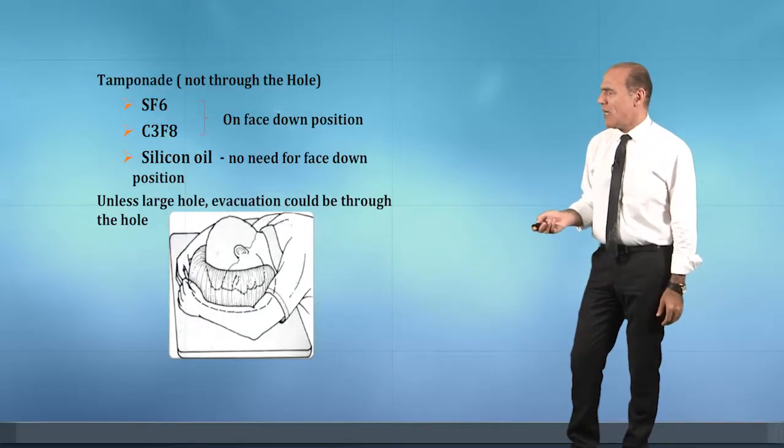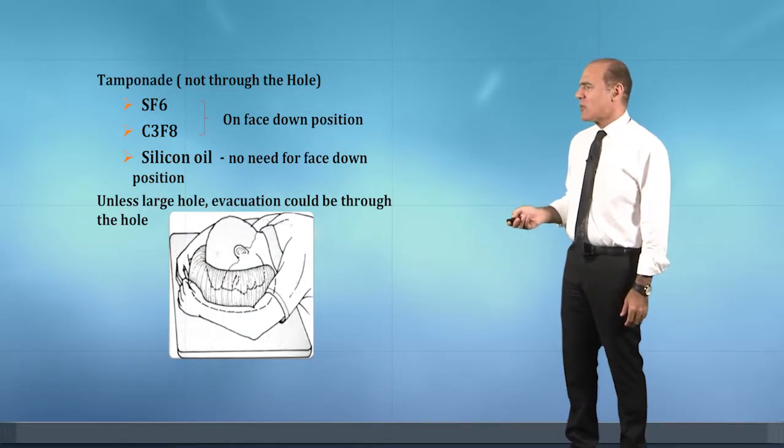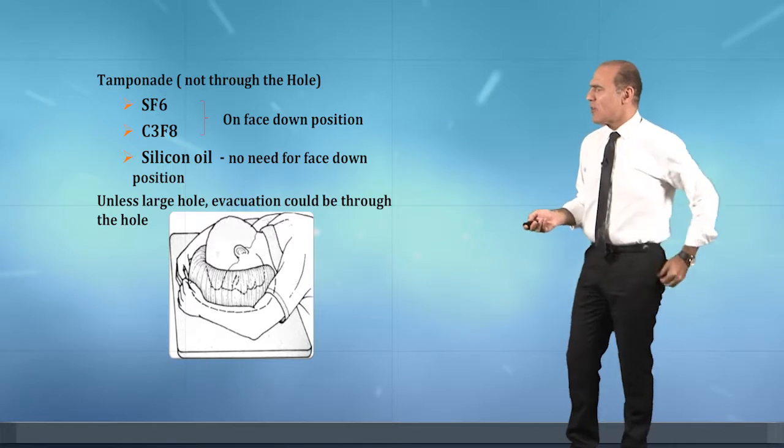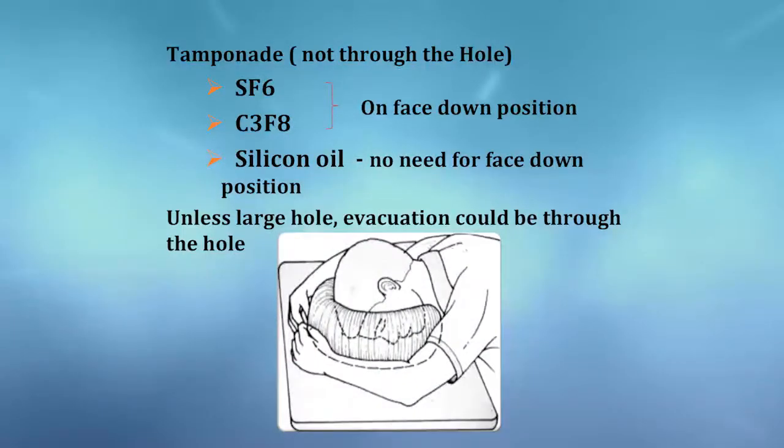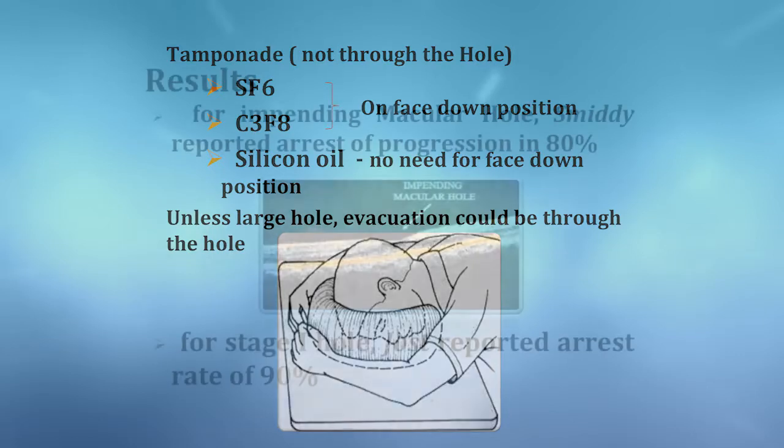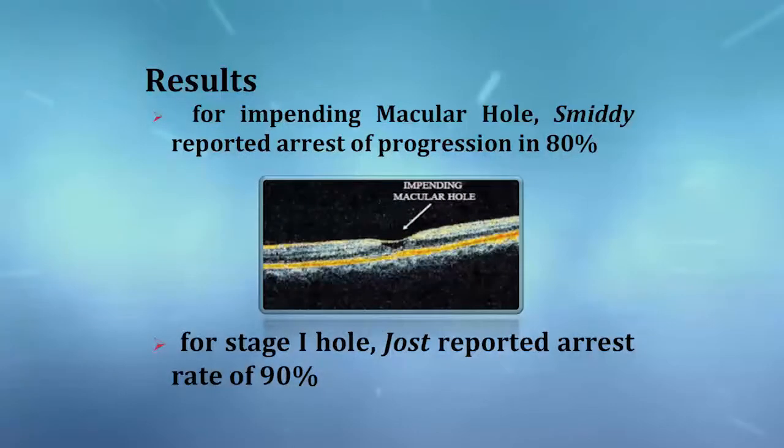So tamponade, as we see, is either SF6 or C3F8, with the face down position as we see here, or silicone oil, of course, with no need for face down position unless it is a large hole; evacuation could be through the hole. This is the face down position, and I said we can shorten this time as much as possible. The results are very encouraging nowadays, with the advent of technology and techniques and also the experience.